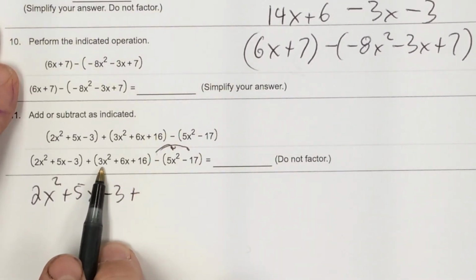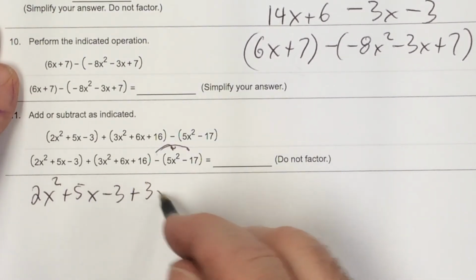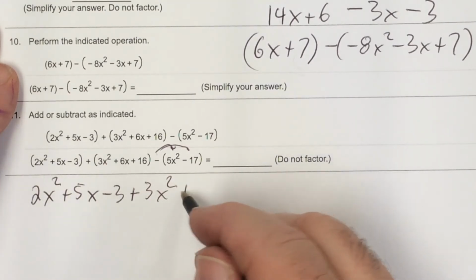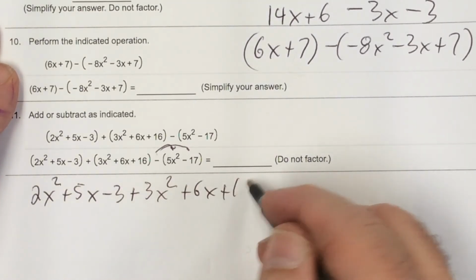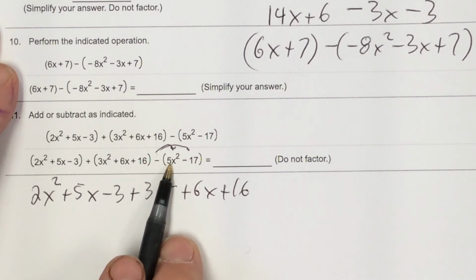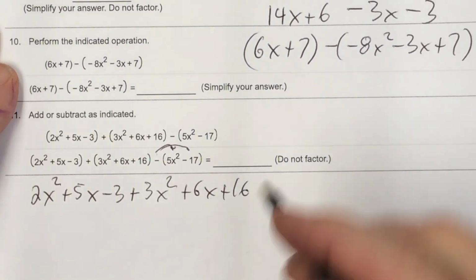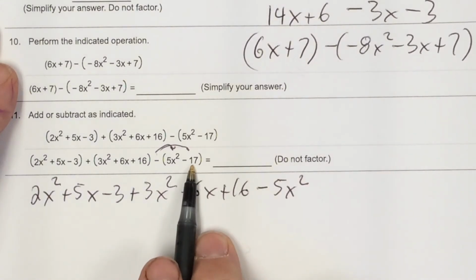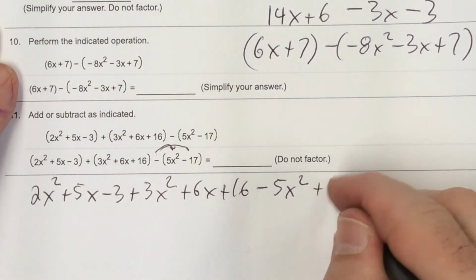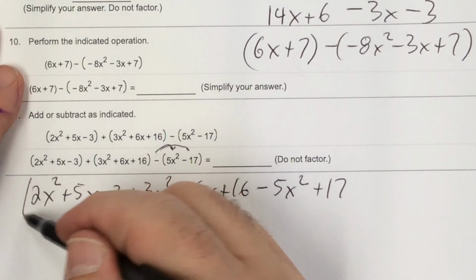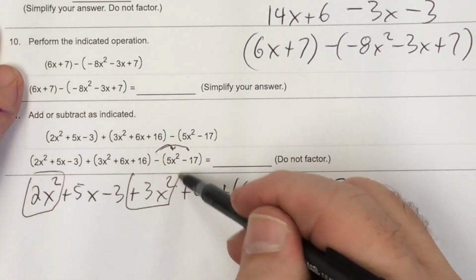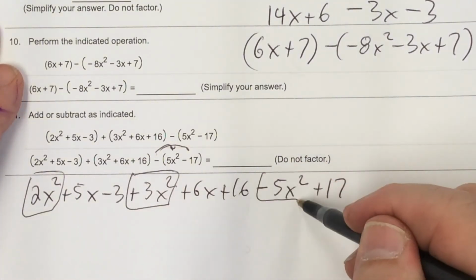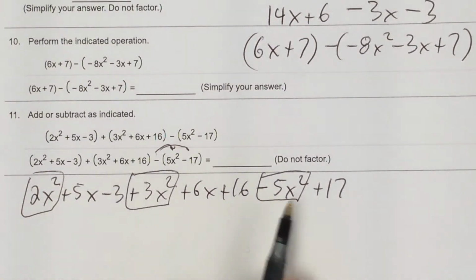This 3x squared has no plus next to it, so we need to put that in because it's positive. And now this 5x squared is positive inside the parentheses. It's going to become negative here. And this 17 is negative. Now it's going to become positive. So let me go ahead and box my 2x squared, box my positive 3x squared, box my negative 5x squared.